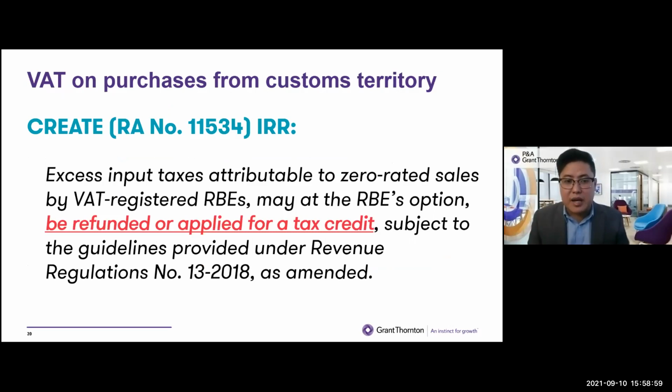Now, under CREATE, what happens is that there is a change, of course, no? Because again, only those directly related and exclusively used will have VAT 0 rating. So the rest, it will be VATable. So in such case, the CREATE revenue regulation or implementing rules provides that excess input taxes attributable to zero-rated sales by VAT registered business enterprises may, at the registered business enterprise's option, be refunded or applied for a tax credit, subject to the guidelines provided under Revenue Regulations number 13-2018 as amended.